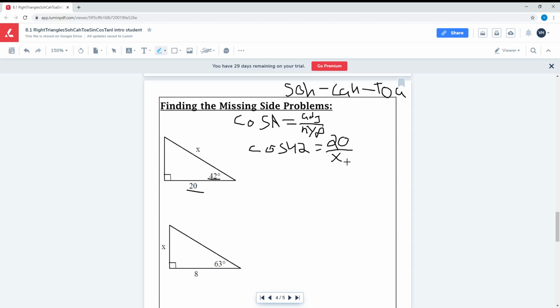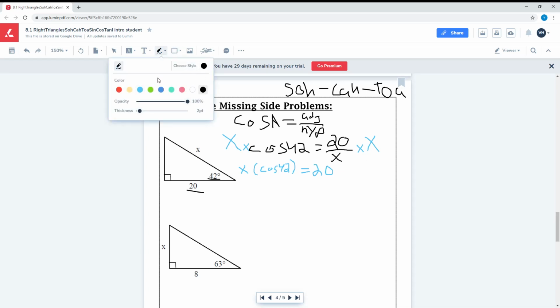Okay, so in order to bring this x, right now it's dividing to the other side, we have to times by x, and what you do to one side you have to do to the other, so we times by x on this side. So what we're left with is x times cos 42 equal to 20.